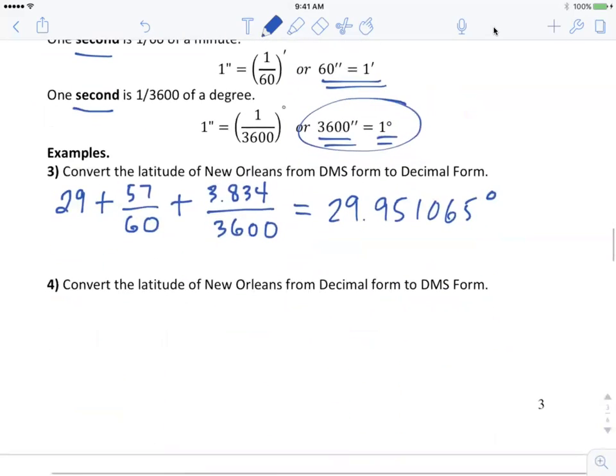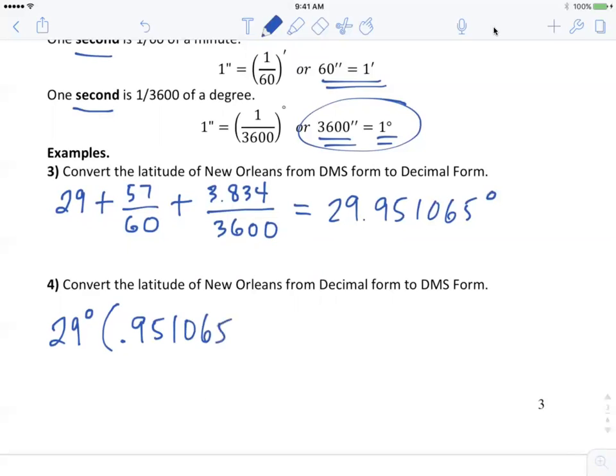How about the other way? If I want to start with the degrees and convert that to DMS form, let's try it out. Again, I know it's the 29 degrees. The whole degree is not going to change. So I'm going to start with that decimal portion, 0.951065. I want to convert that to minutes. To do that, multiply by 60.